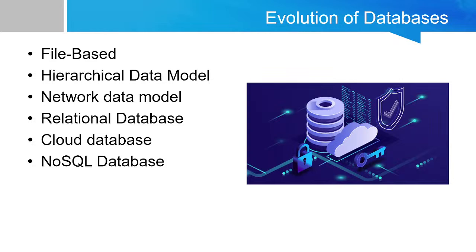Next, we have the hierarchical data model. As we know, hierarchical is a kind of tree-like structure having parent-child relationships. The prominent hierarchical database model was IBM's first DBMS, also called Information Management System, IMS. There is a root node, and inside the root node, the parent, there are several parents and sub-children.